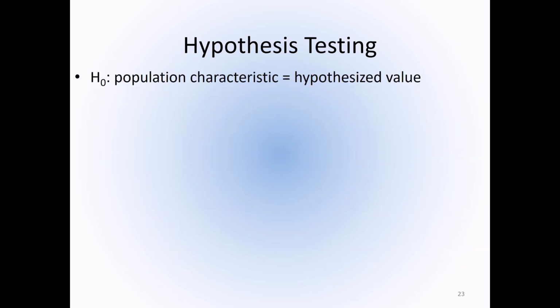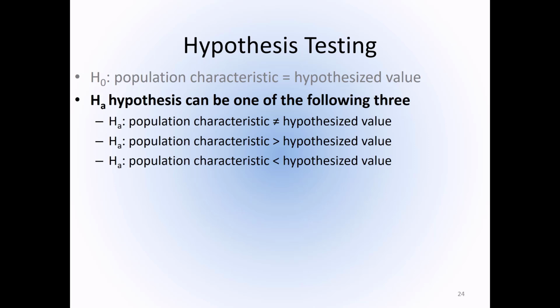Now, when we're thinking about the null hypothesis, we're thinking about a particular characteristic of a population equaling some type of hypothesized value. The alternative hypothesis can fit a variety of different forms. It could just simply be that that characteristic does not equal the hypothesized value, or it could be that it's greater than or less than that hypothesized value. Depending on the question of interest, will dictate the alternative hypothesis that we match to our null hypothesis.